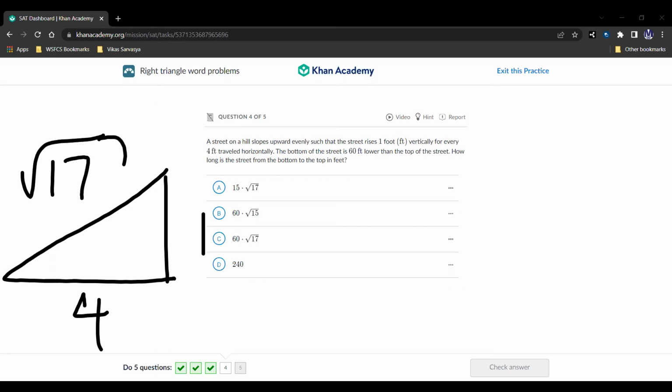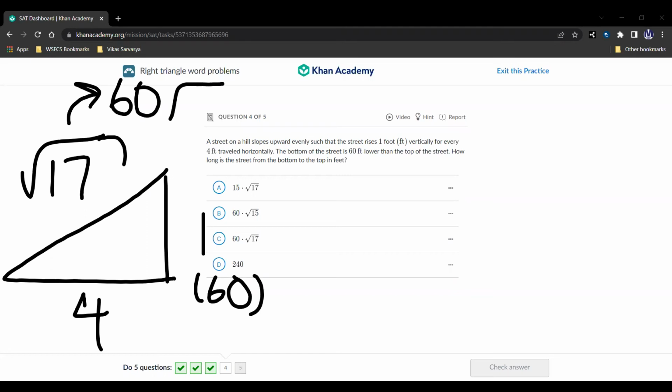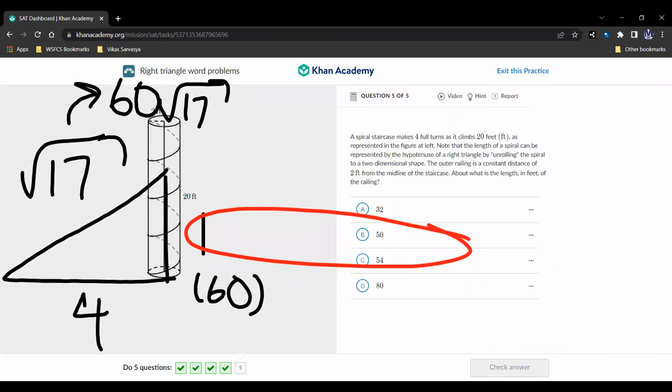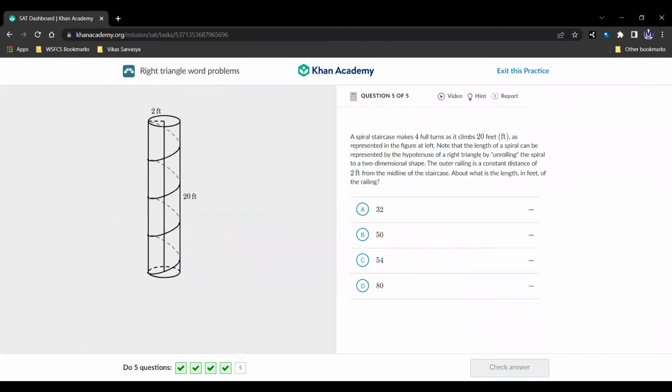The bottom of the street is 60 feet lower than the top of the street. So this is going to end up being 60. Then this part is going to end up being 60 times the square root of 17. 60 times the square root of 17 is going to be the length of the street, which is answer choice C. So that's our answer. Let's keep going.